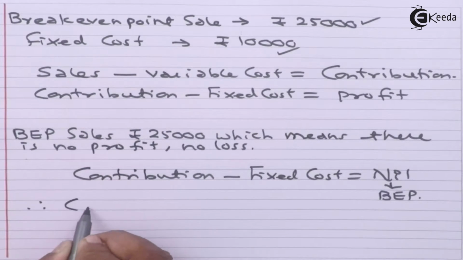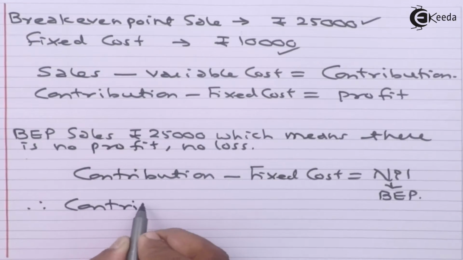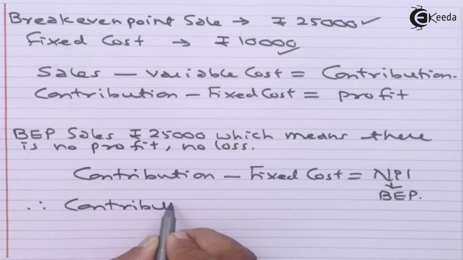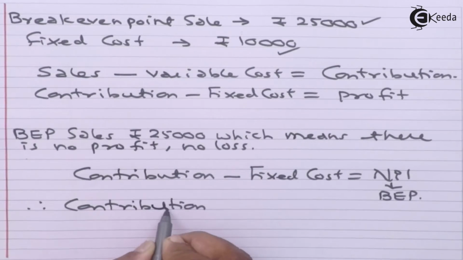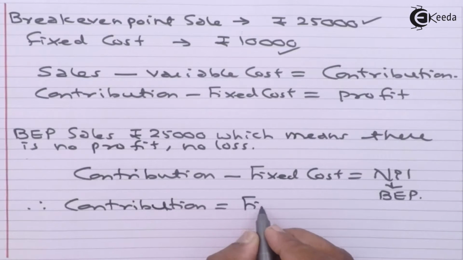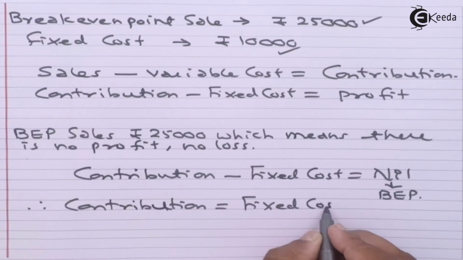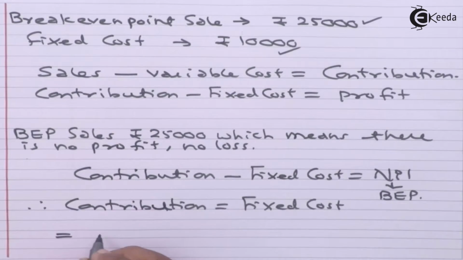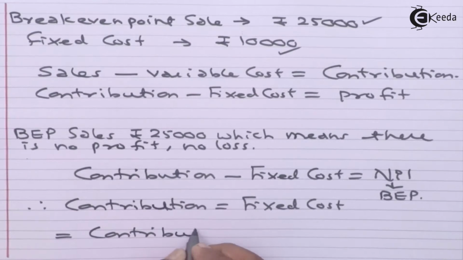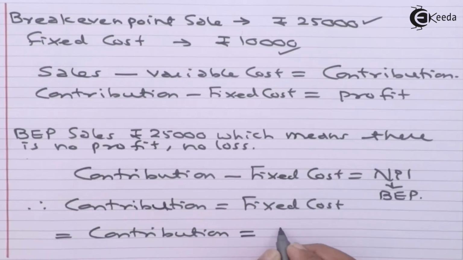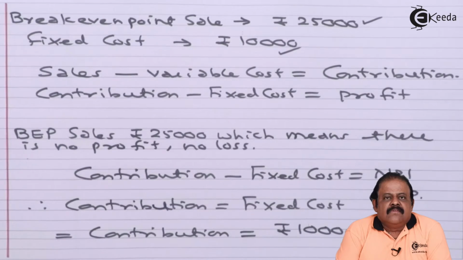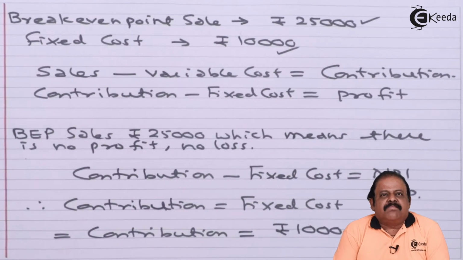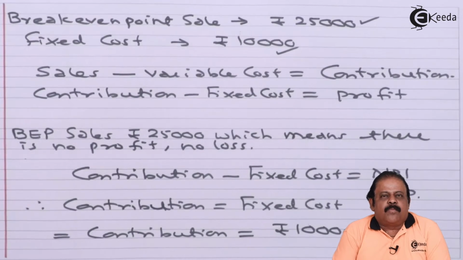Therefore, amount of contribution will be equal to fixed cost at point of break even. So here contribution will be equal to fixed cost. So our answer is contribution is rupees 10,000.